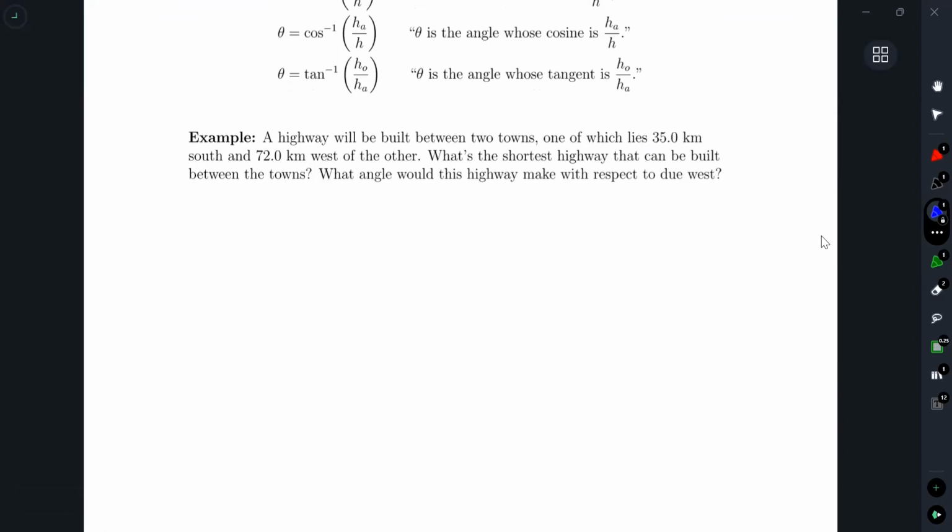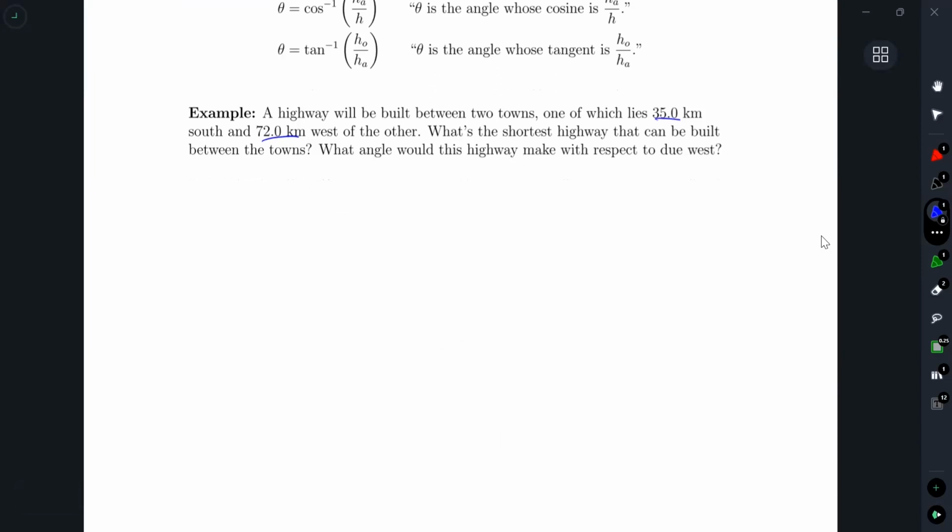A highway will be built between two towns, one of which lies 35 kilometers south and 72 kilometers west of the other. So at that point, I would probably start drawing. I have a town A, and a town B. Town B is 35 kilometers south and 72 kilometers west of town A. We want to know the shortest highway that can be built between the two towns and what angle this highway would make with respect to due west.